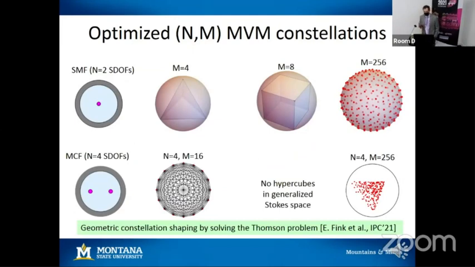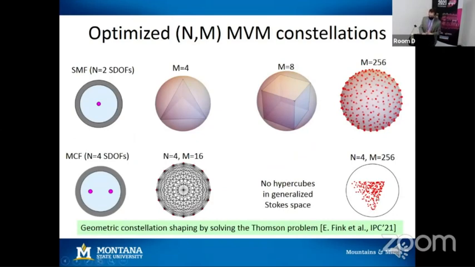Actually, what we did is we generalized the Thomson problem. If you are familiar with electrostatics, the Thomson problem is the following. If you have equal charges on a conductive sphere and you let them relax, they will try to relax at positions that are as far as possible from each other. So we applied this to the manifold of valid states in the Stokes hyperspace.